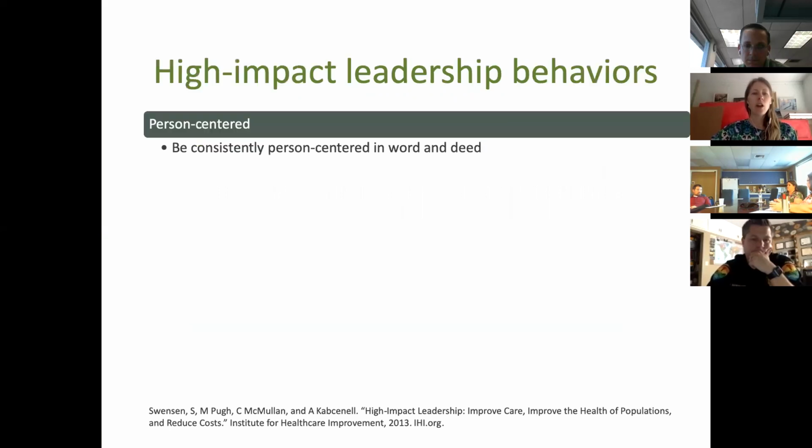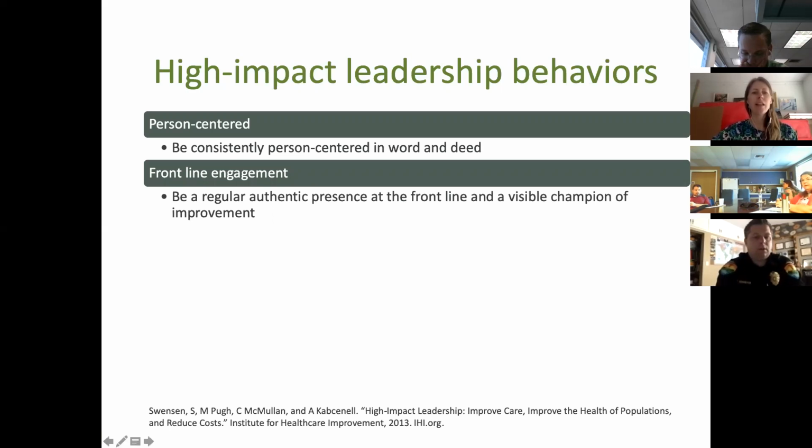So I've got a nice little framework here that the Institute for Healthcare Improvement has developed. It's called High Impact Leadership to Improve Care, Improve the Health of Populations, and Reduce Costs. So that's the triple aim. And there's a couple different domains in the high impact leadership behaviors framework. The first one is to become person-centered. So a leader that is consistently person-centered in both word and deed.